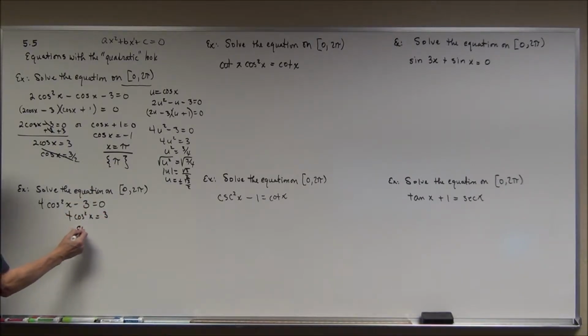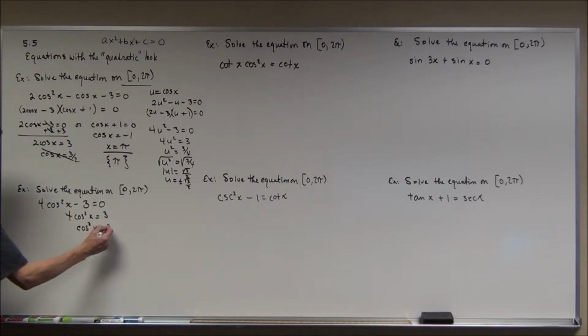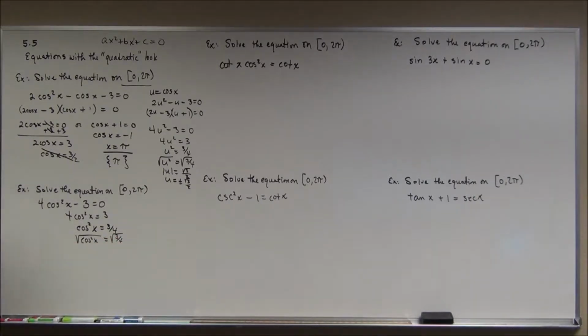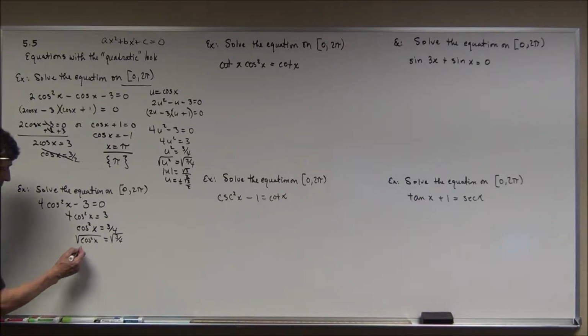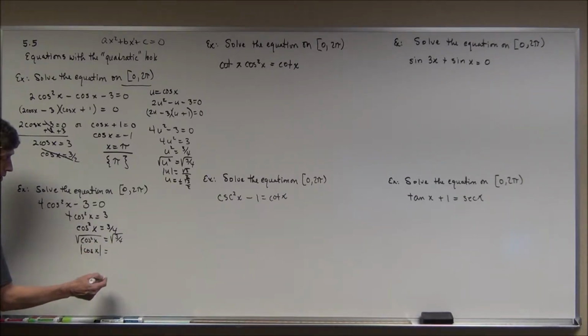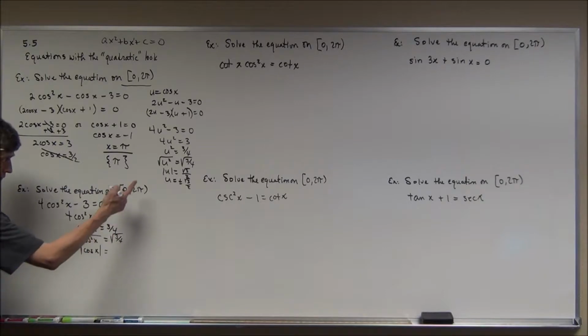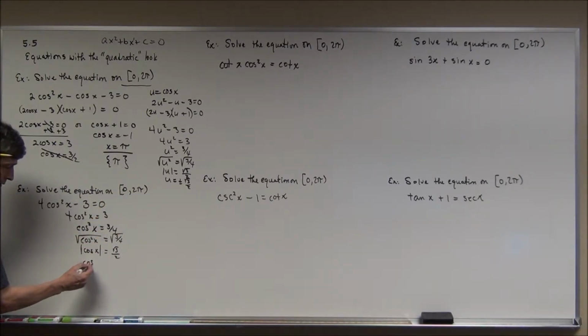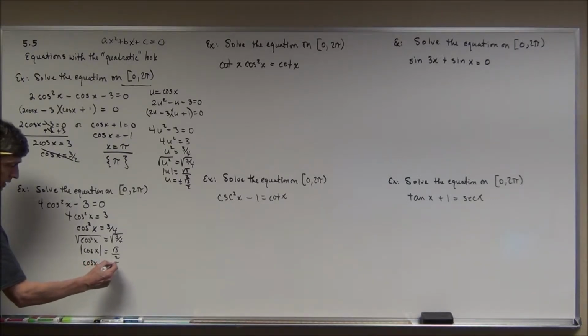I'm going to divide by 4. I'm going to take the square root of both sides. Now, when you take the square root of something that's squared, and we don't know if that something's positive or negative, we slap absolute value bars around it. So I get the cosine of x is equal to, now the square root of 3/4 is the square root of 3 over the square root of 4. I did it just a second ago. That's the square root of 3 over 2. I drop the absolute value. I pick up the plus or minus.